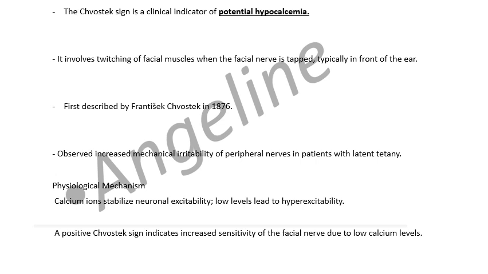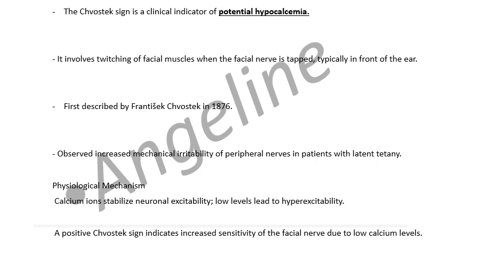First described by Chvostek in 1876, quite a few years back. It was an observed increased mechanical irritability of the peripheral nerves in patients with latent tetany. Now suppose there is a spontaneous firing of the facial nerve, that is tetany. But you can induce this tetany with an added mechanical stimulus to your facial nerve by hitting on it in front of the ear. What is the physiological mechanism?